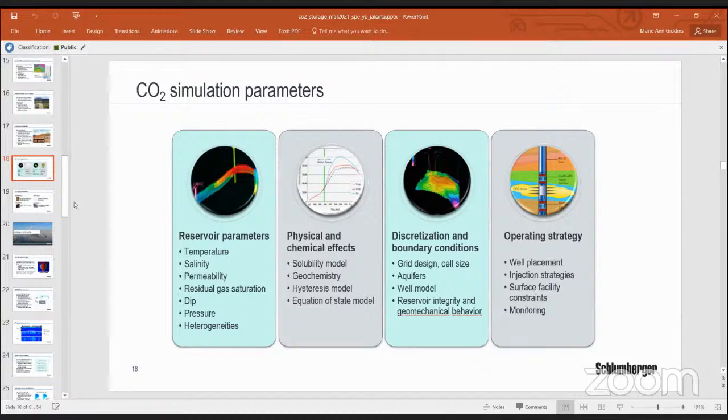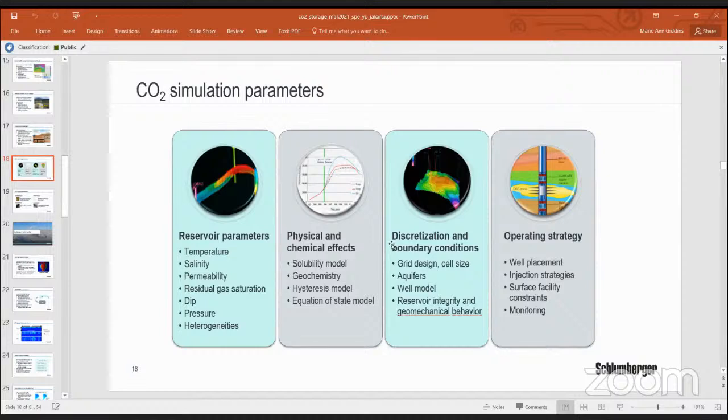Need to be able to model physical and chemical effects. So for CO2, we need a solubility model to show how it interacts with water. We need to consider the geochemistry. We need to look at hysteresis effects in order to understand the possible residual saturation that will be left by hysteresis. And we need an equation of state model for the phase behaviour.